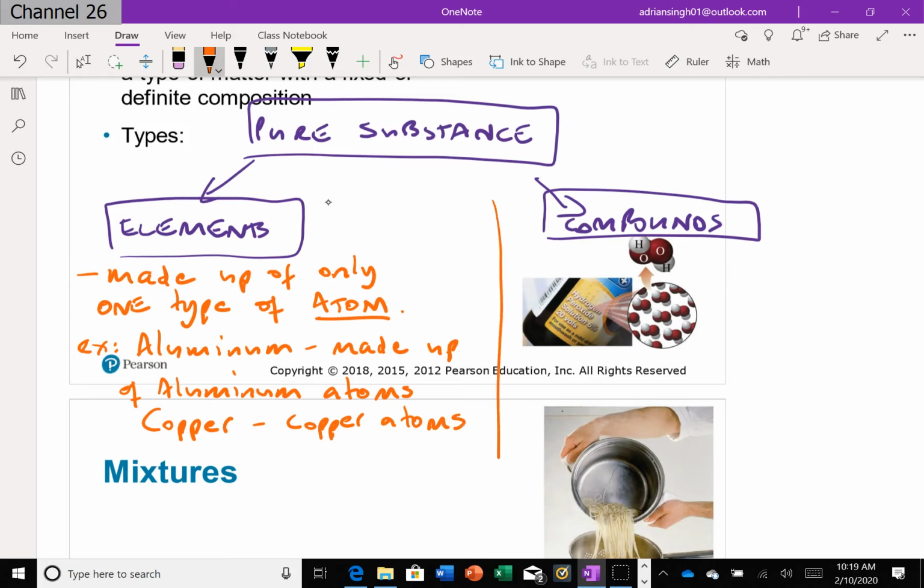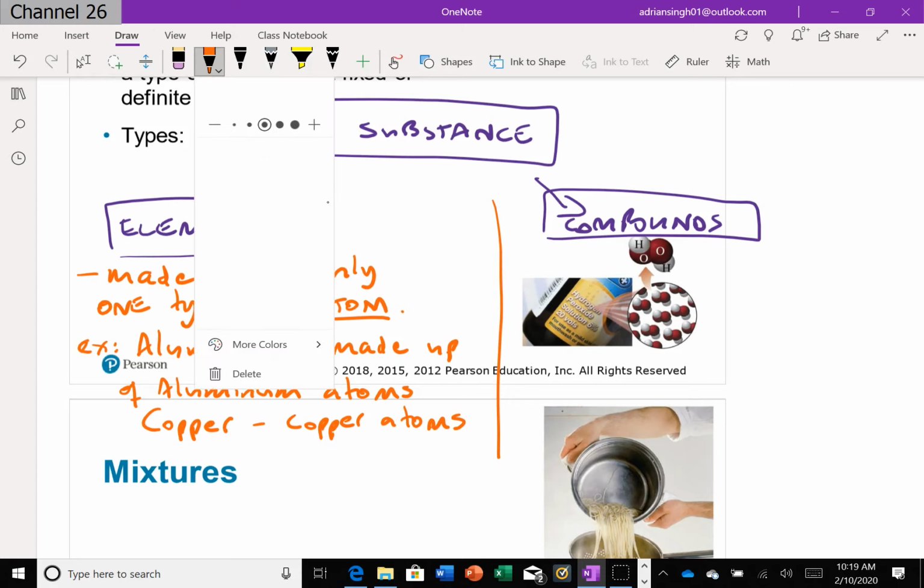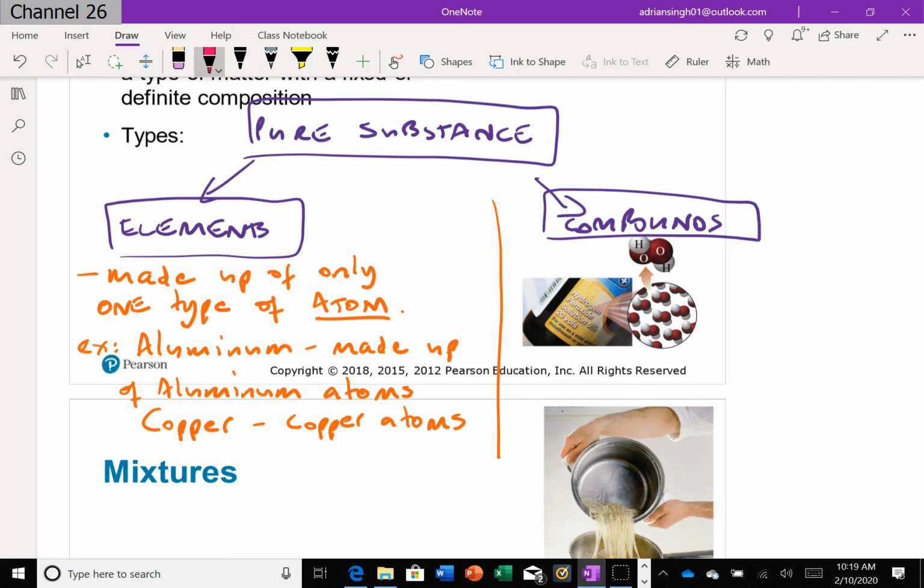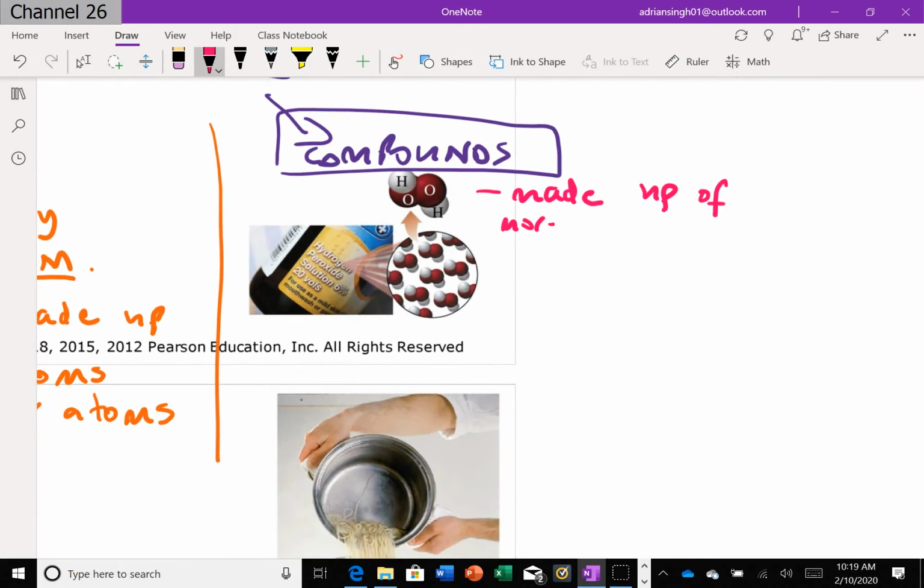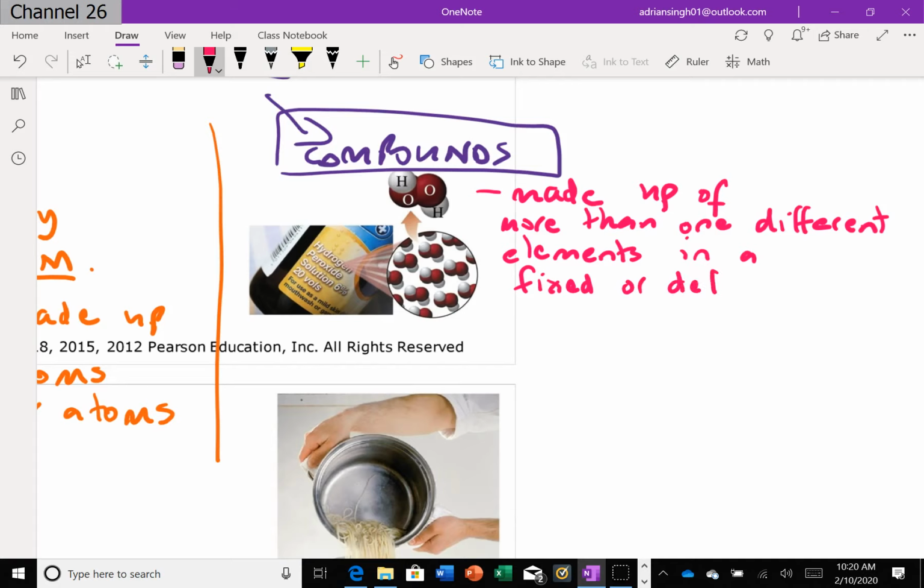Right, so your elements are pure substances made up of only one type of atom, and that's different than a compound. Right, a compound is still an example of a pure substance, but in this case, it's made up of more than one different element in a fixed or definite ratio.